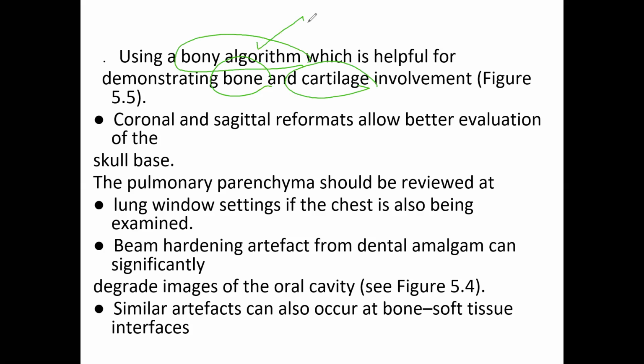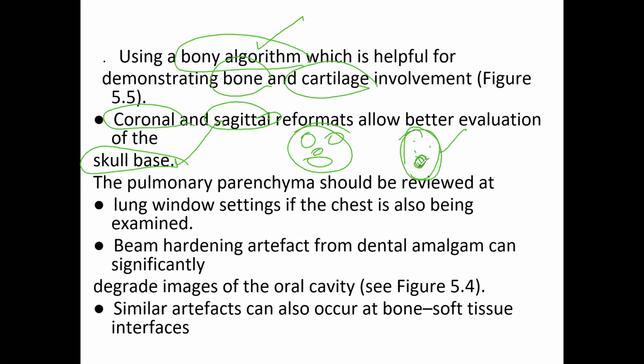The bone algorithm is helpful for that, and coronal and sagittal reformations help in the evaluation of the skull base. You should know the skull base, the foramen magnum, through which the medulla oblongata passes; all these things can be seen with the bone algorithm. And the pulmonary parenchyma should be reviewed with the lung window settings. So the lung window is useful for the pulmonary parenchyma.